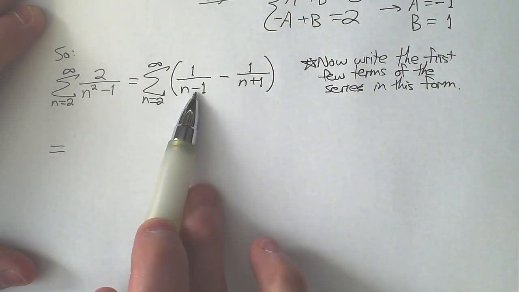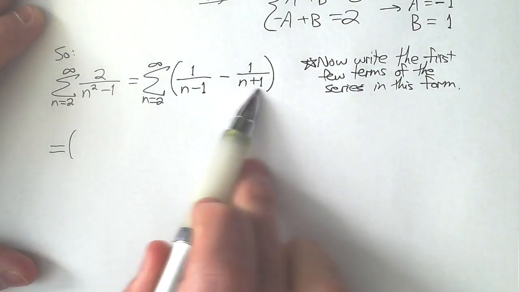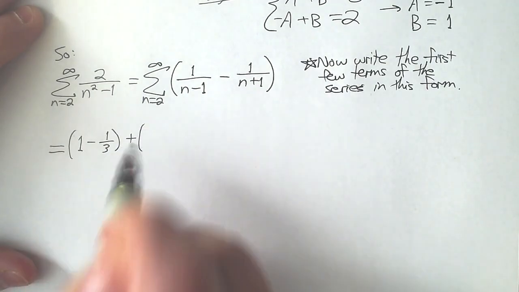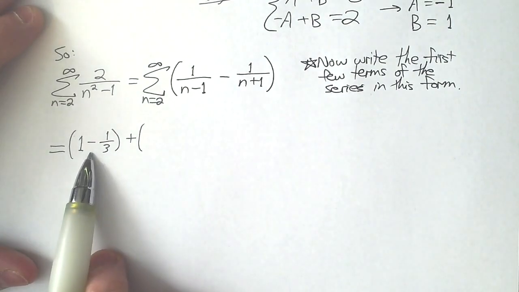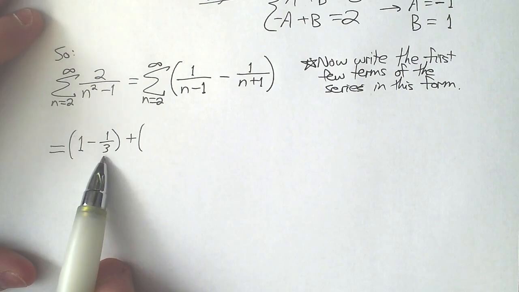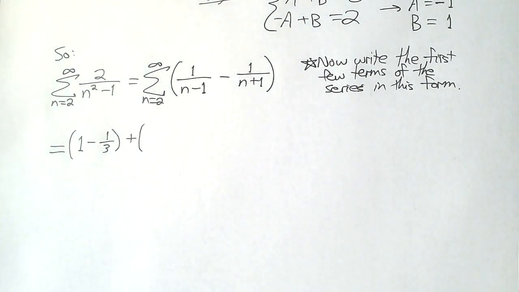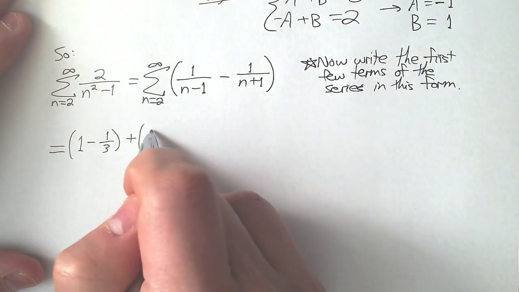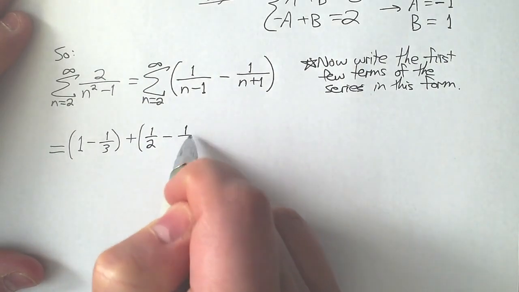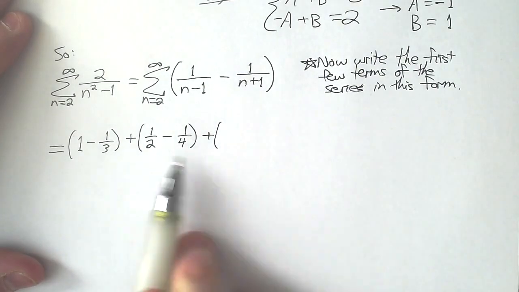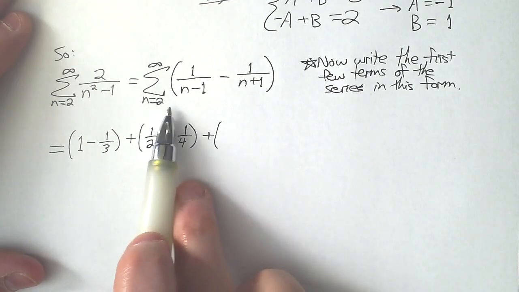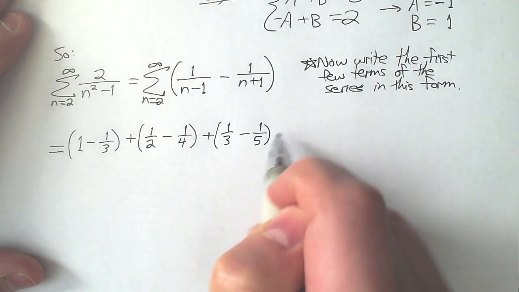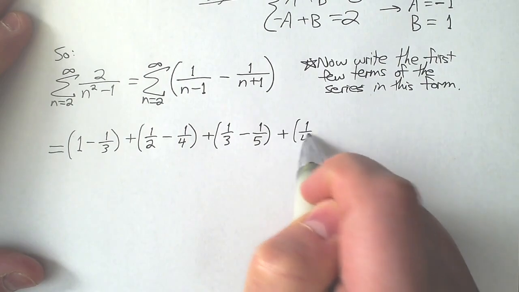So when n is 2, put a 2 in and see what you get. 1 minus 1/3. That's sort of my n equals 2 term. And let's leave it as 1 minus 1/3. Don't combine those yet. You'll see why. Next, when n is 3, I get 1 over 2 minus 1 over 4. Okay? When n is 4, I get 1 over 3 minus 1 over 5. And continue.